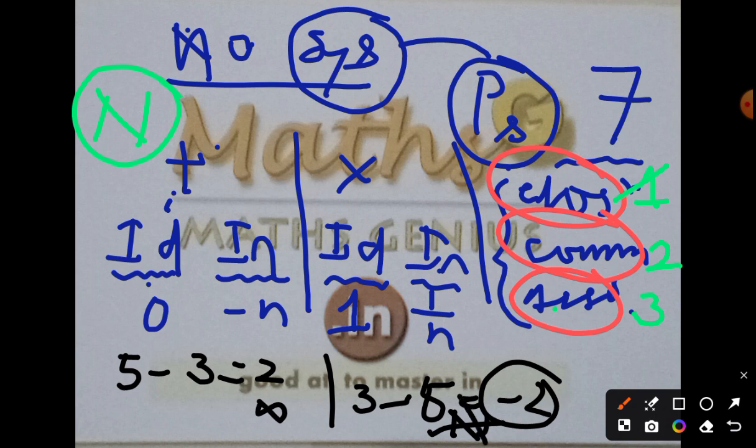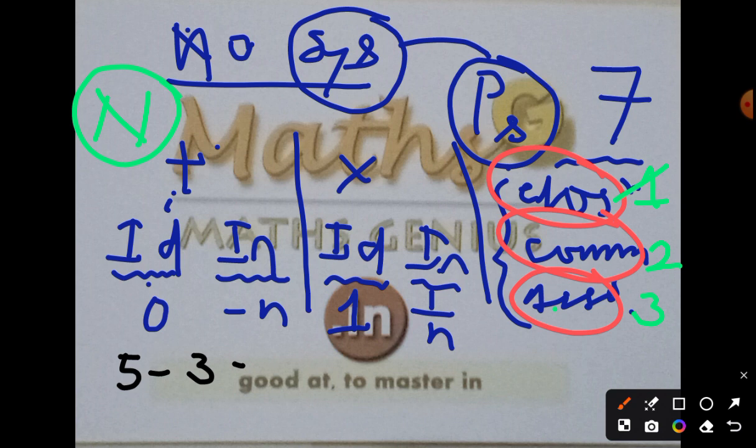Last time the answer was an integer, so we were talking of integers. But now we are focusing on natural numbers only. Because the result is not a natural number, the subtraction is not closed under the closure property. The natural number system is not closed under subtraction, but it is closed under addition.